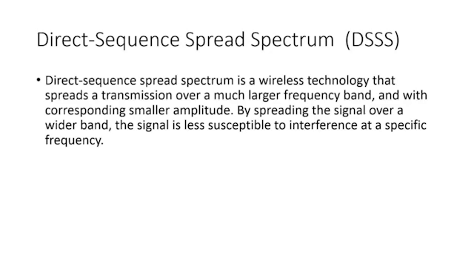So let's look at DSSS first, the direct sequence spread spectrum. Now, this is a wireless technology that spreads a transmission over a much larger frequency band and with corresponding smaller amplitude. So by spreading the signal over a wider band, the signal is going to be less susceptible to interference at a specific frequency. So this was one of the first standards they came out with, was the DSSS.